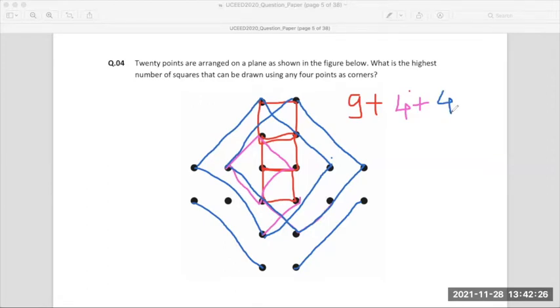Do you understand what I'm saying? Yes, ma'am. Okay. I'm just erasing some parts so that it becomes clearer what I'm drawing next.